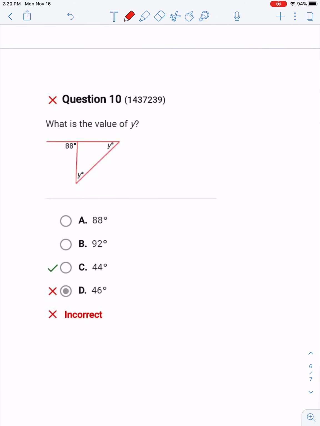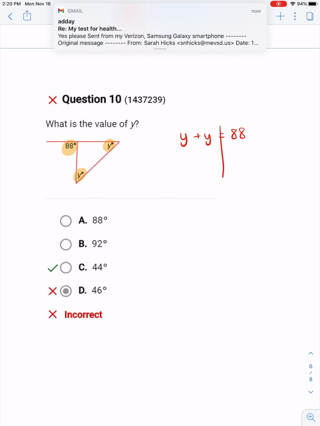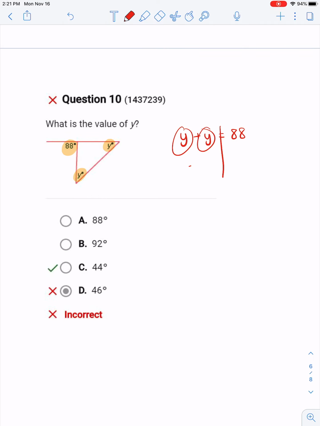All right, question 10. What is the value of y? Okay, so we know again that this angle on the outside, this exterior angle, is equal to these two added together. So let's write that in an equation. If I add those together, y plus y, it equals the exterior angle, okay? And then we're going to solve. So y plus y is 2y equals 88, and then I'm just going to divide by 2 to solve for y. So y equals 44. So what is the value of y? 44. You're very close on that one.